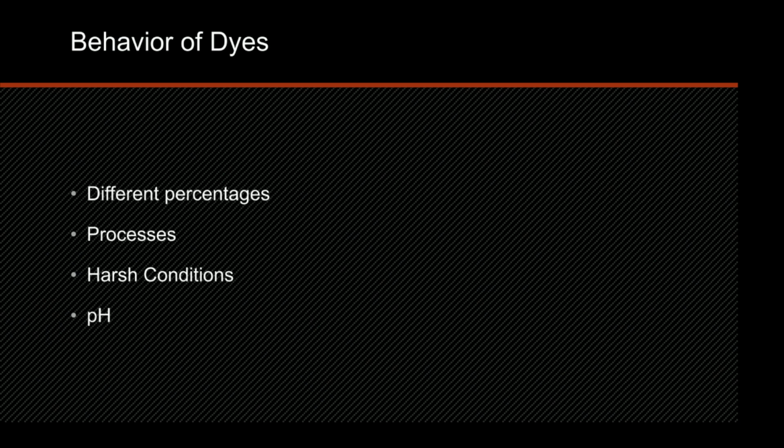In the next section, we will discuss one by one the type of dye, its processes, conditions, and percentage in detail. We will also discuss the sublimation of dyes and their types in detail.